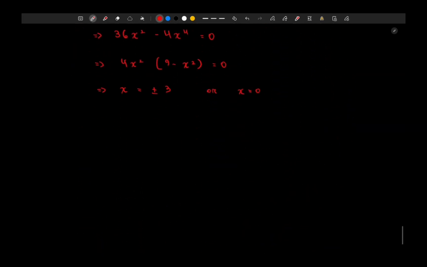So now we just need to carry out the integration. So we can say that the integration is from 0 to 3 of y dx. And since this is a parametric integration, we can write dx as dx over dt multiplied by dt.